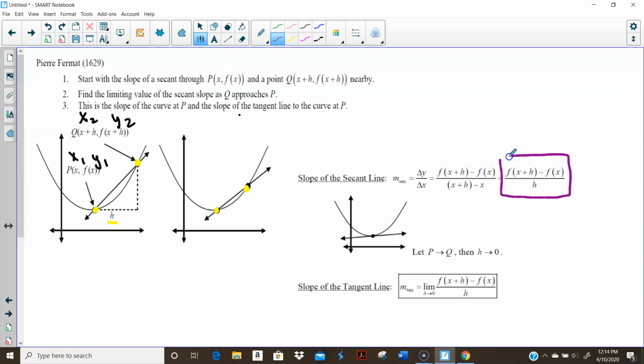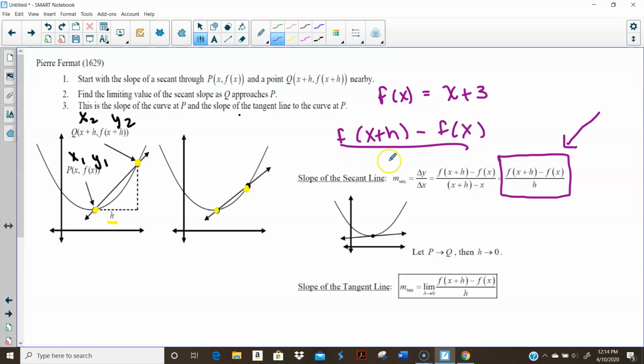And this might look really familiar, as we have been using this function all year long. You guys remember that we've done: find, if f of x is equal to x plus 3, find f of x plus h minus f of x all over h. That's something that we've been doing all year. The reason why we've been doing that is we have been building up to this point, to look at how to find the derivative or how to differentiate.